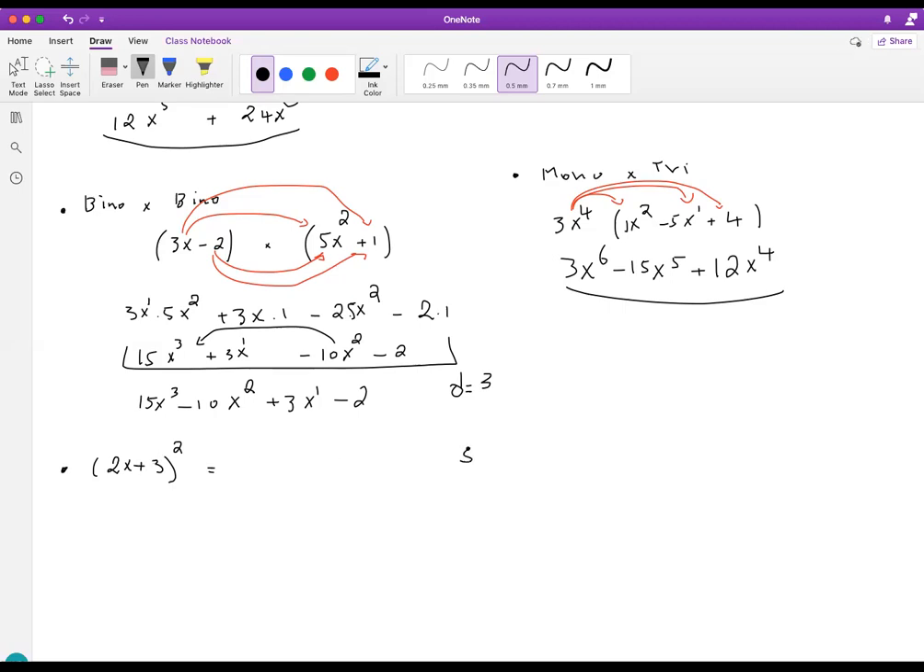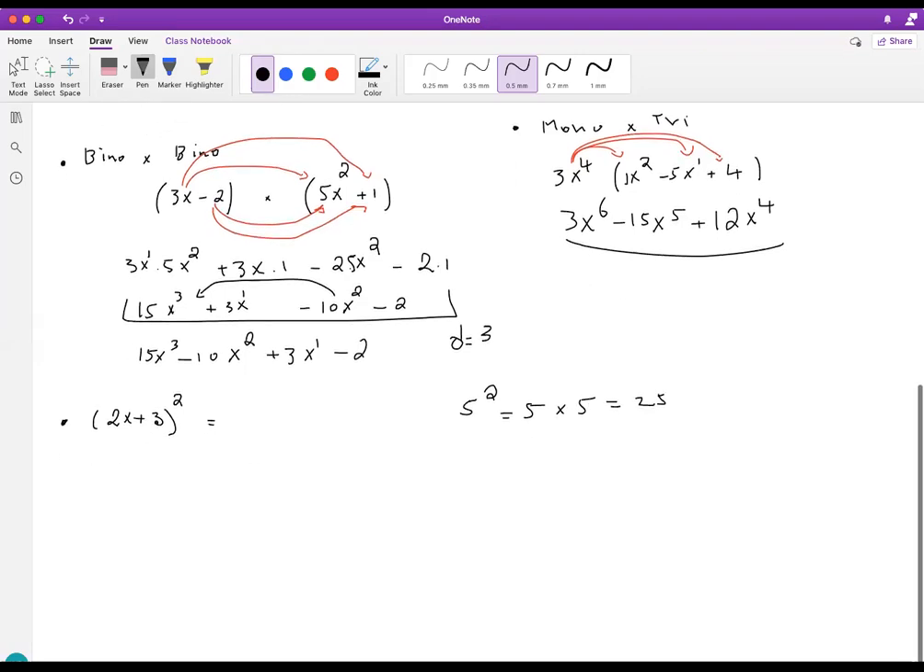For example, when you have 5 to the second, what is that equal to? If you break it down, it would be 5 times 5, which is 25. Anything to the second power is basically that thing times itself. Same concept applies here. So we have something to the second power. If we expand it, it will be just this times itself: 2x plus 3 times itself.